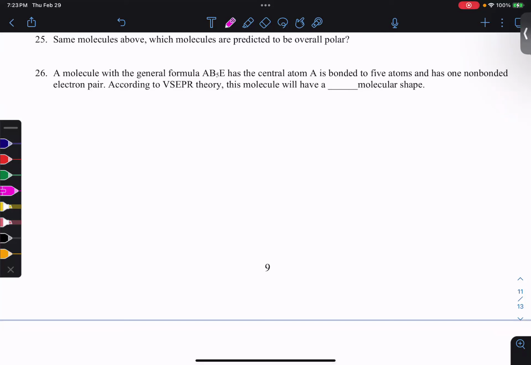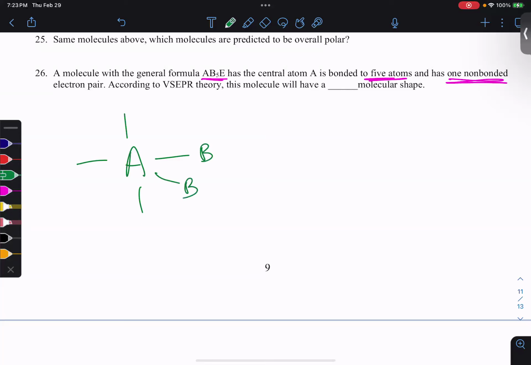I tell you basically how many bonds and lone pairs there are, and you just not guess, but determine the shape. So these kinds of questions are a little easier because you're not having to draw a Lewis structure. You can just make a generic one. So we have a molecule with 5 bonds, so 5 atoms and 1 lone pair. So this structure is A with 5 B's attached to it, and that E is a lone pair. So tell me, what shape is this?